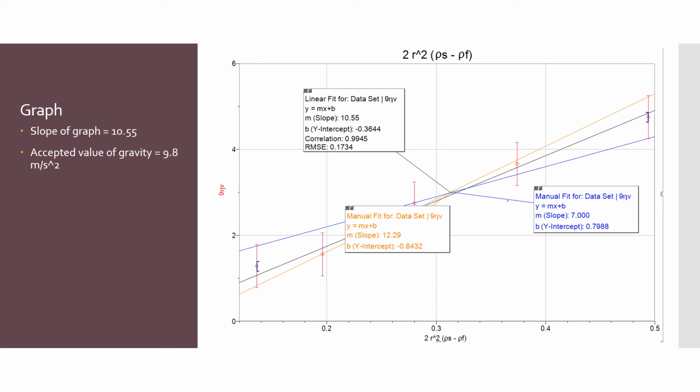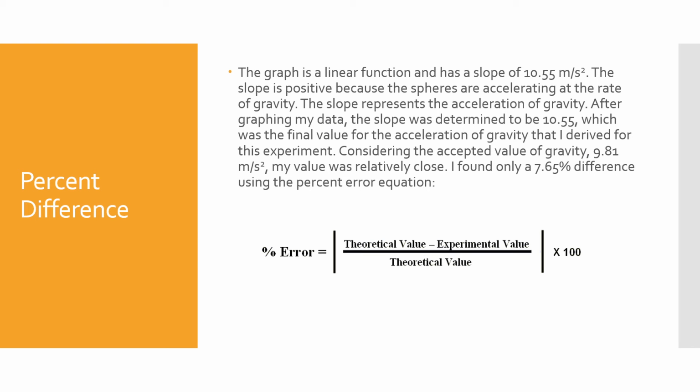In effect, the slope of the graph equaled 10.55, as the accepted value of gravity is 9.8 meters per second squared. The graph is a linear function and it has a slope of 10.55 meters per second squared. The slope is positive because the spheres are accelerating at the rate of gravity. The slope represents the acceleration of gravity.